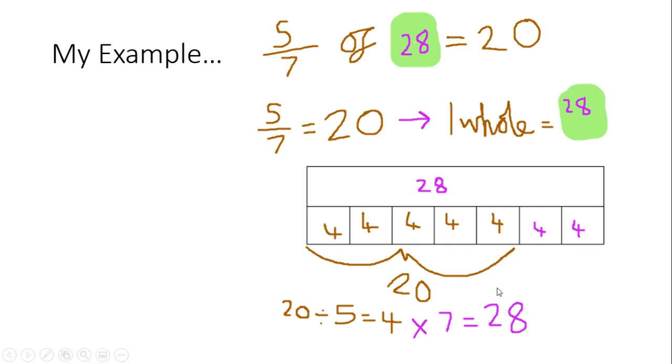Then I shared the 20 between the 5 parts, and that was 4. 20 divided by 5 is 4. So then I put the number 4 in each of the parts because all the parts are equal. So I know that to get the whole, I just put them all back together. So 4, 8, 12, 16, 20, 24, 28. The answer is 28.